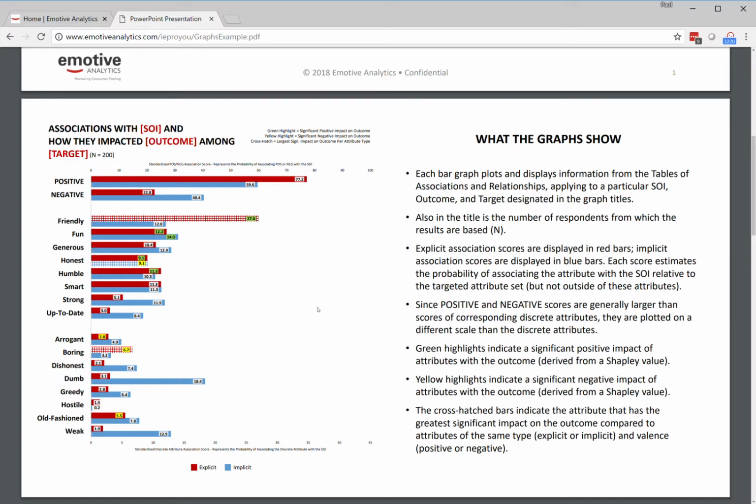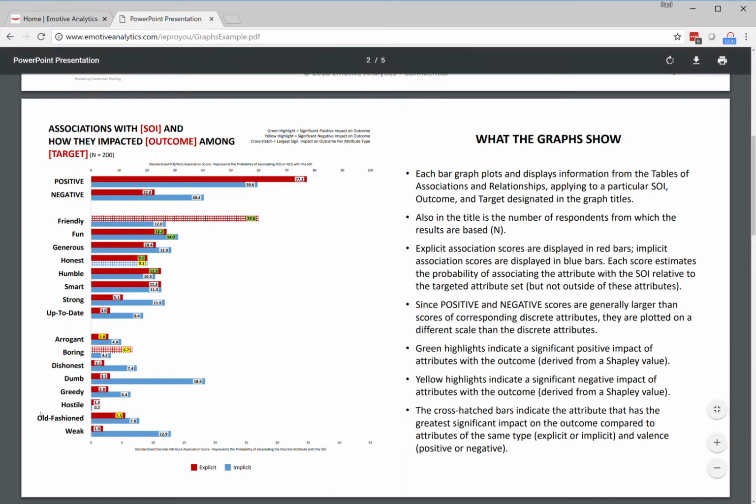In addition to these association scores, you can see how they are impacting the outcome variable through the highlights and the cross hatches that we have here. The highlights are indicated like this. The green highlights indicate significant positive relationships through the Shapley values. The yellow highlights indicate significant negative relationships. And the cross-hatched bars indicate the single highest positive or negative impacts on the outcome variable, given the attribute type, that is, whether they're positive or negative, or whether they're implicit or explicit.